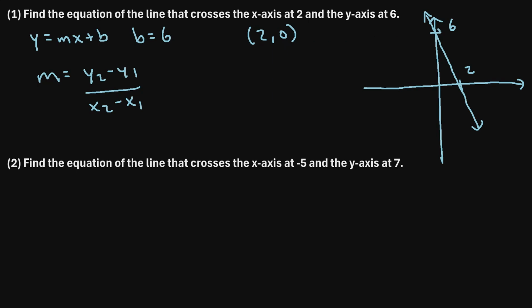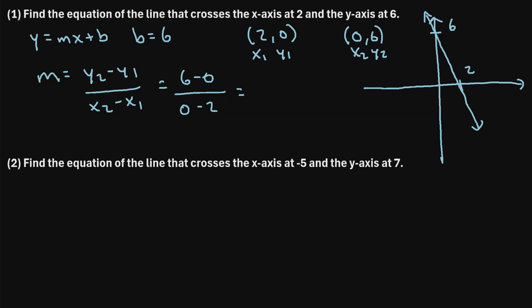And similarly, this point up here, where the graph crosses the y-axis at 6, has the coordinates (0, 6). So when x is equal to 0, y is equal to 6. If we want, we can label this first point x1, y1, and this second point x2, y2. Now all we have to do to calculate the slope is plug these values into the slope formula. So we get y2 minus y1, so that's 6 minus 0, over x2 minus x1, so that's 0 minus 2.